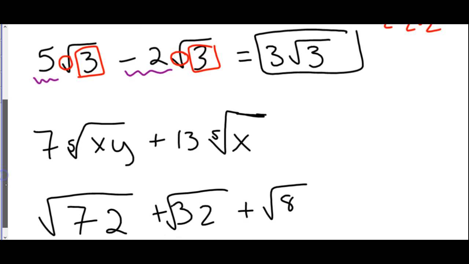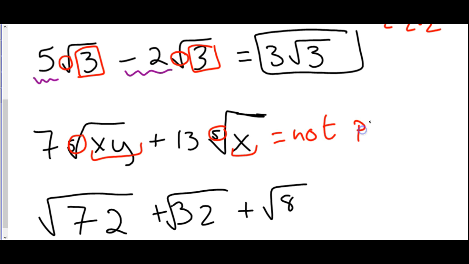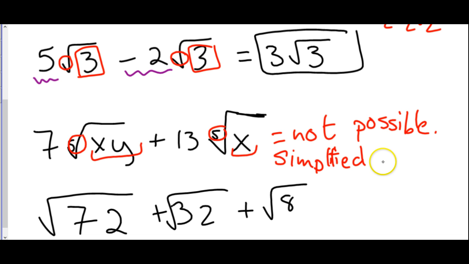So what about this next one? We check and the indexes match, but when we check the radicands, they are not exactly the same, so they do not match. That means this one is not possible, or they could say simplified as much as possible. It's not possible to do anything else, or they can say it's already simplified.